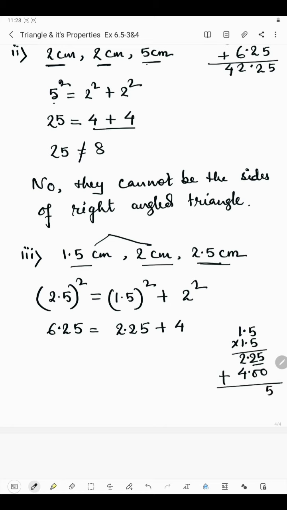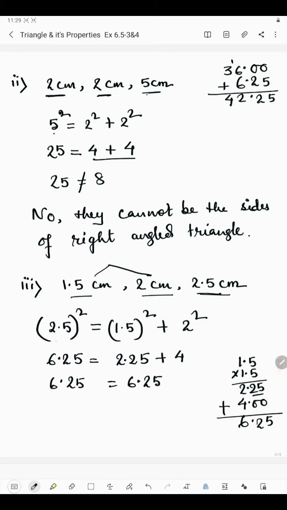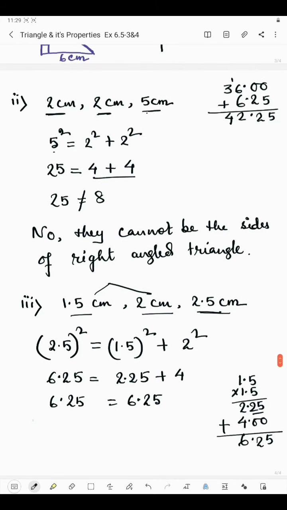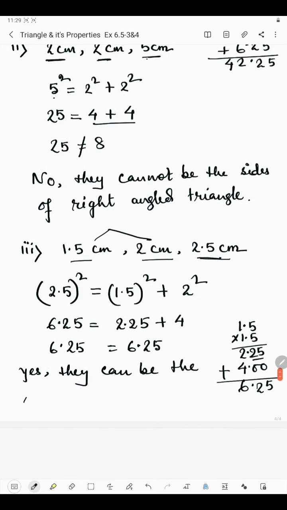5 plus 0 is 5, 2 plus 0 is 2, and 4 plus 2 is 6. So it's 6.25, and on the left hand side also we have got 6.25, so it's equal. So that means the square of the longest side is equals to the sum of the squares of the other two sides. So this can be the side of a right angle triangle. So we'll write yes, they can be the sides of right angle triangle.